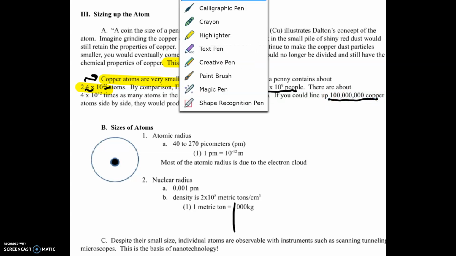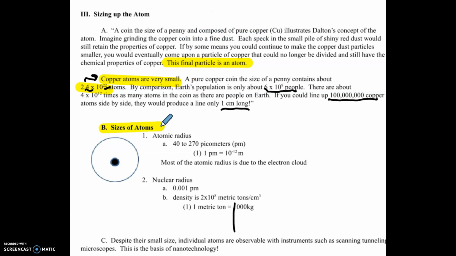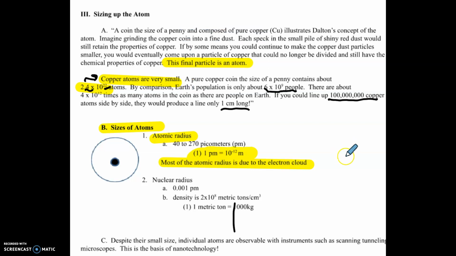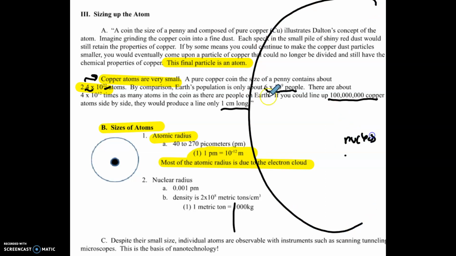So now let's talk about the size of the atom. Atomic radii can vary. Usually they're between 40 to 270 picometers. A picometer is 1 × 10⁻¹² meters, so super, super tiny. Most of the atomic radius is due to the electron cloud. This picture is not going to be to scale, but if we had a tiny nucleus, the electron cloud would be way off the paper. So this would be the nucleus, and this whole thing out here would be the electron cloud. This is not to scale. It's way too big. The nucleus would be much, much tinier.